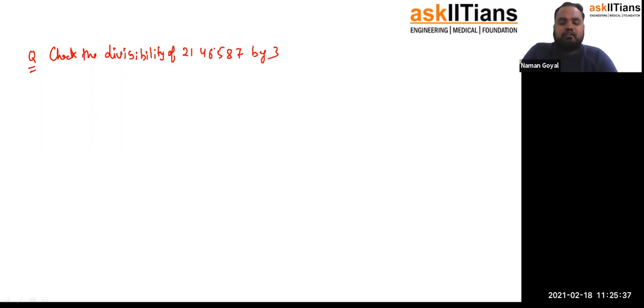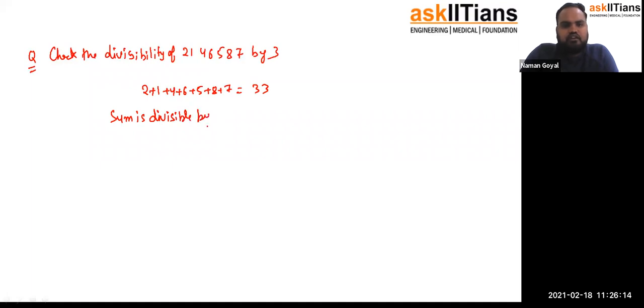So for divisibility by 3, the sum of the digits should be divisible by 3, right? So the sum is what? 2 plus 1 plus 4 plus 6 plus 5 plus 8 plus 7. If you solve this, what will you get? 2 plus 1 is 3, 3 plus 4 is 7, 7 plus 6 is 13, 13 plus 5 is 18, 18 plus 15 is what? 33, right? So the sum is 33.